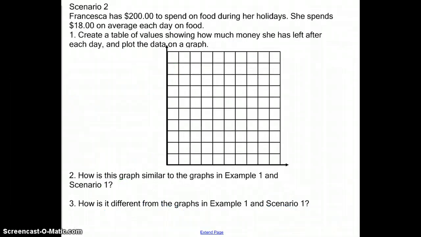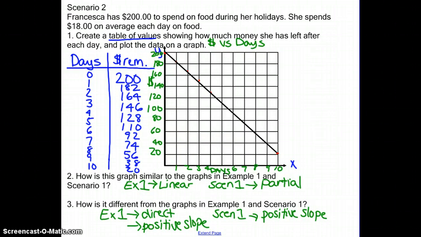Okay, then if we look at scenario 2, go ahead and graph this. She has $200 to spend on food. She spends $18 on average each day. So again, create a table of values first. That table of values will have your days and your money remaining. And go ahead. Okay, so once you have your graph completed, it should look like this. Now you'll notice that this graph is different because it has a negative slope, or it goes down from left to right. Now, this is also a partial relationship because it does not start at 0 and 0.